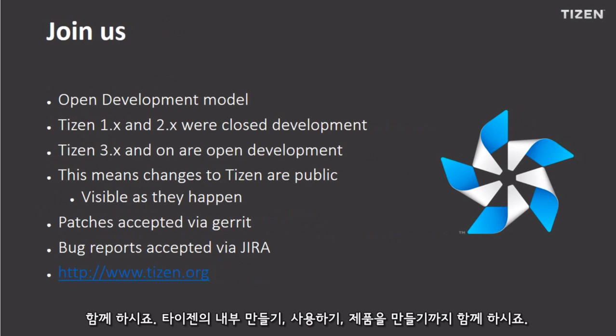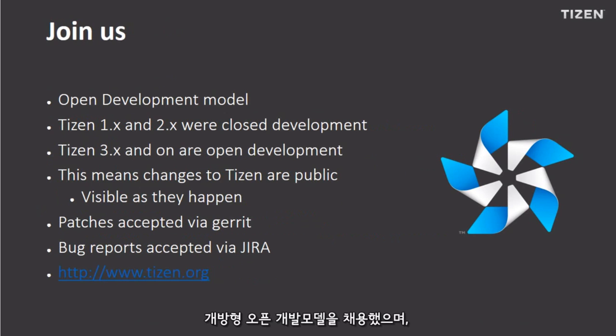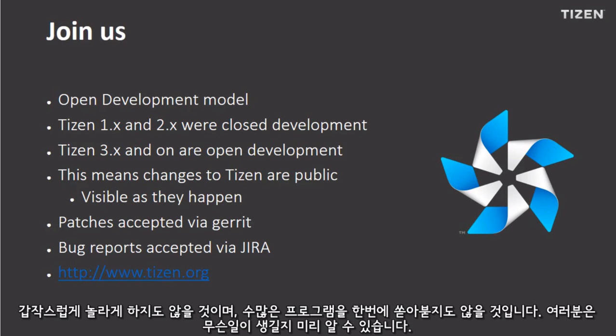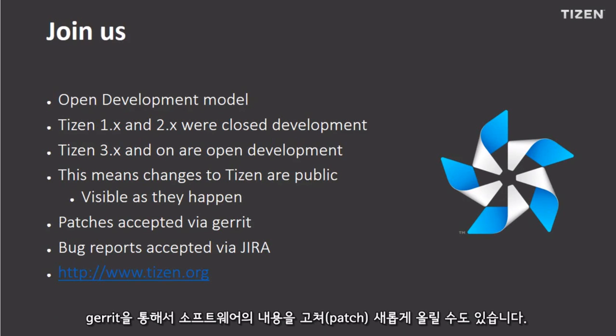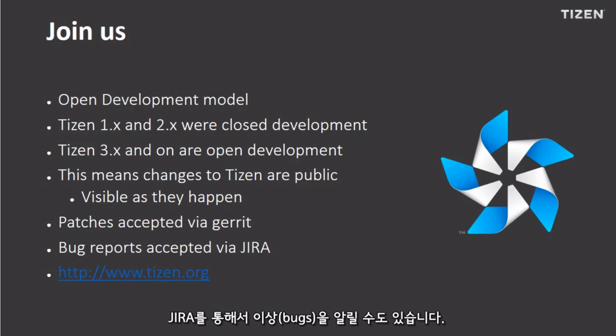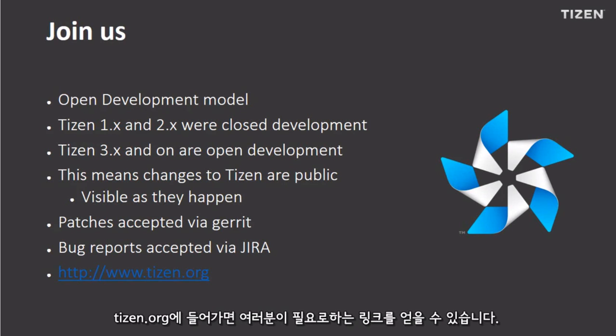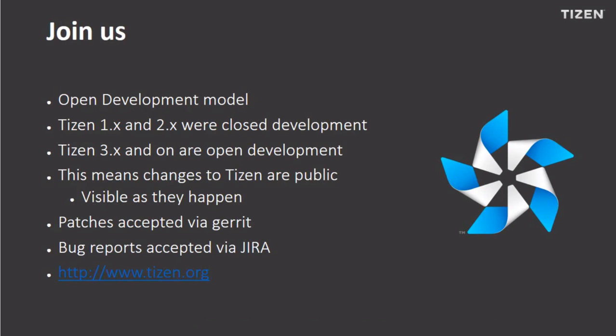So why don't you join us in creating, using, and making products with Tizen? It has an open development model. Even though Tizen 1 and 2 had closed development models, 3 already has an adopted open development model. All changes to Tizen are public. You don't get any nasty surprises, no code dumps. You know what's coming before it's there. You see it as it happens. You can submit patches via Gerrit. You can report bugs via Jira. Just go to tizen.org and you'll get all the links you need.